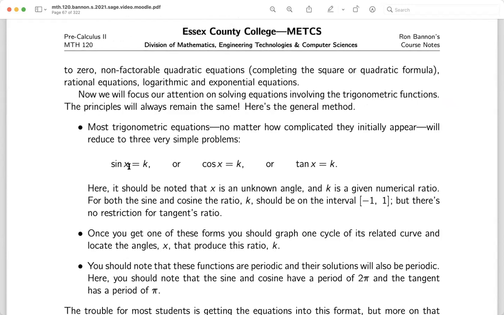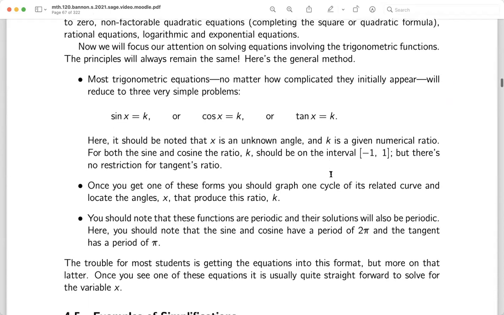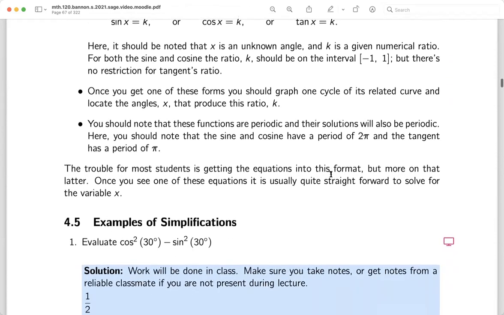That the sine of the angle will equal a number, the cosine of an angle will equal a number, or the tangent of an angle equal a number. Every single equation we give you boils down to those 3. It's really that simple. All right. So we'll get to the problem set.